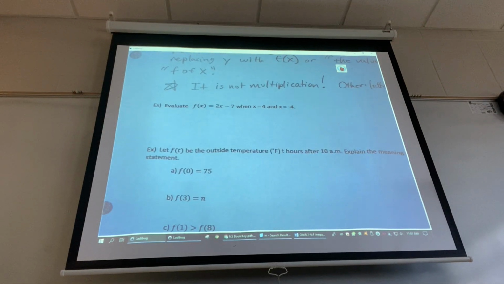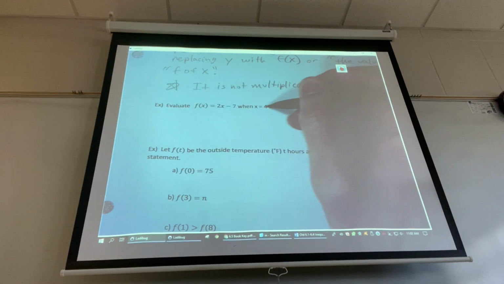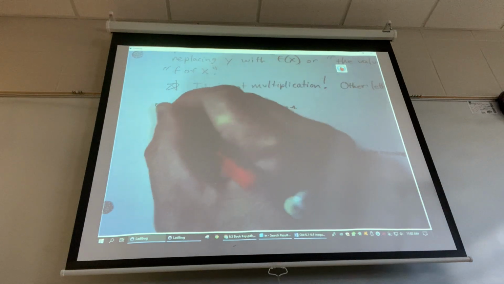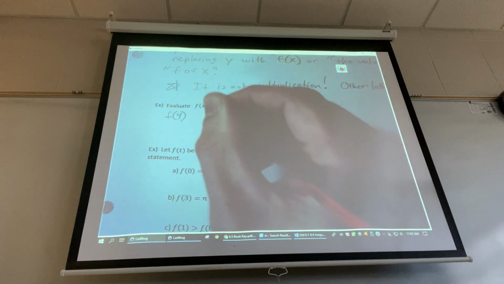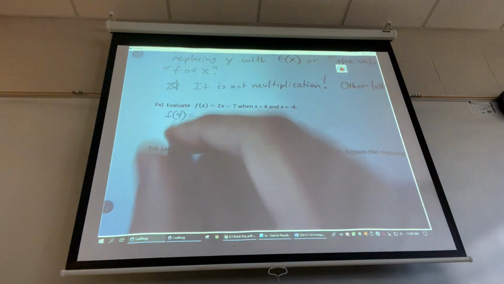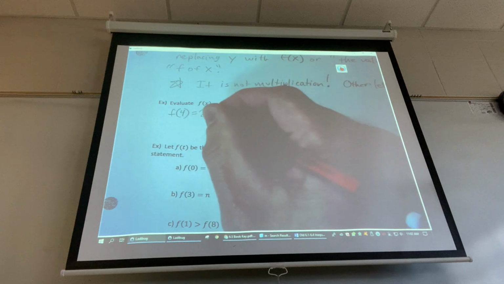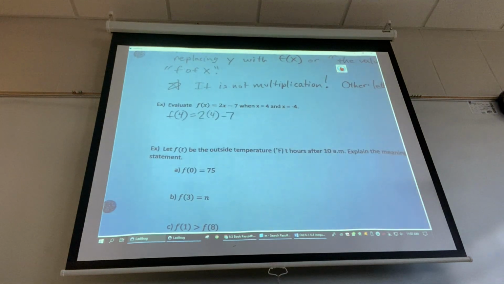So this might seem a little strange, but to evaluate the function when x is equal to 4, you're going to write f of, guess what? 4. Because you're replacing x with 4. You'll also replace x with 4 here. And then you can simplify it.